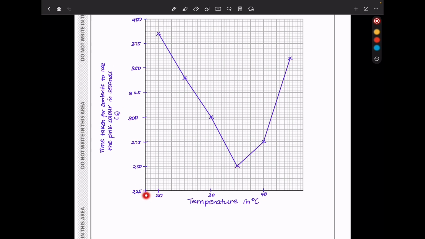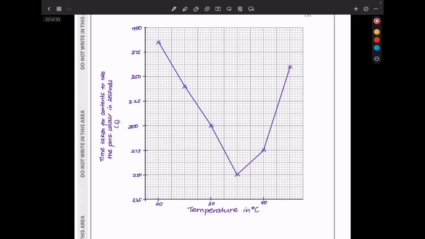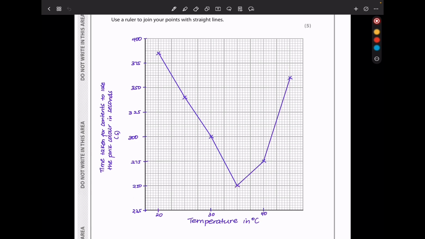Initially, I had started this at 0, but my graph was squeezed into a smaller space, so I made the scale wider so that it can be visualized properly. So I chose a scale from 225 all the way to 400 on the vertical axis, and here we can see 20, 30, and 40. You have to position your points appropriately, draw the straight lines as required, and then you'll be able to get the 5 marks that are awarded here.